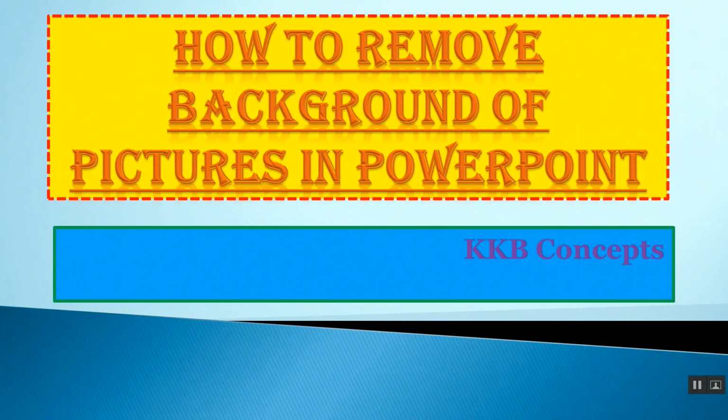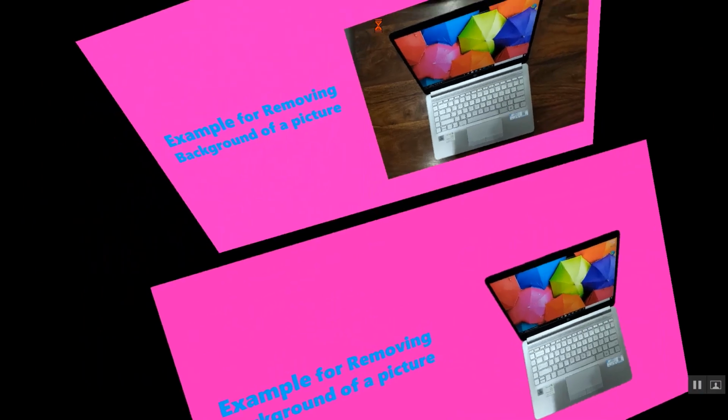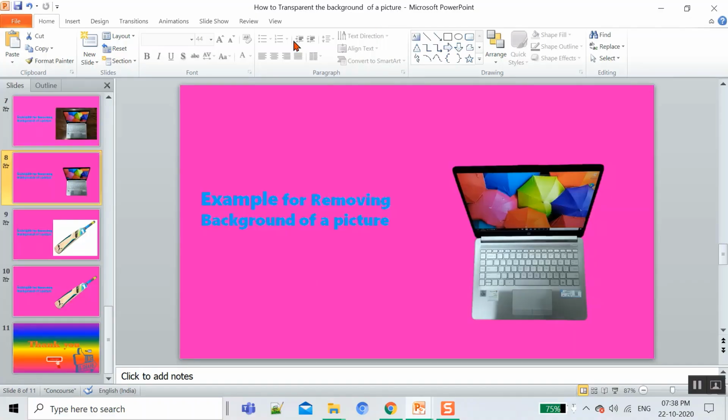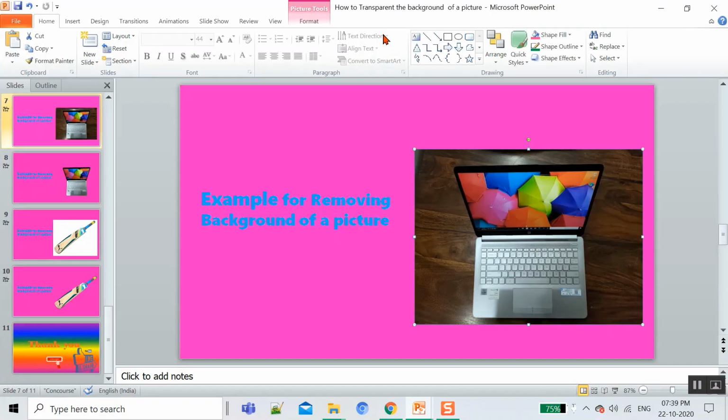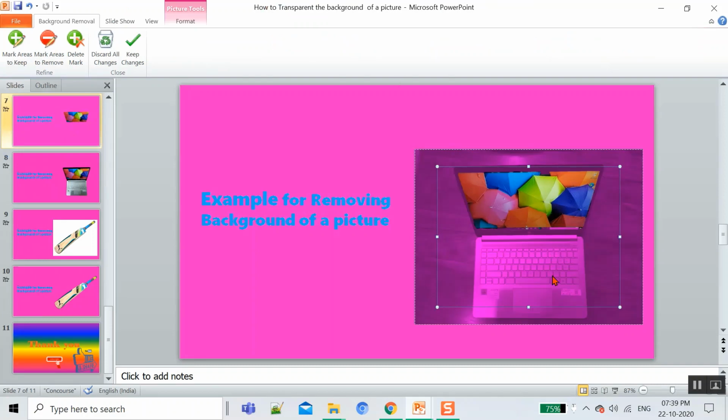So how to remove the background of a picture in PowerPoint. Let's take an example to see how we can remove the background of a picture. So first we'll click on the picture, then we'll go to the format tab, and then we'll click on remove background. First we'll select the area which we want, and then we have to click on keep changes.